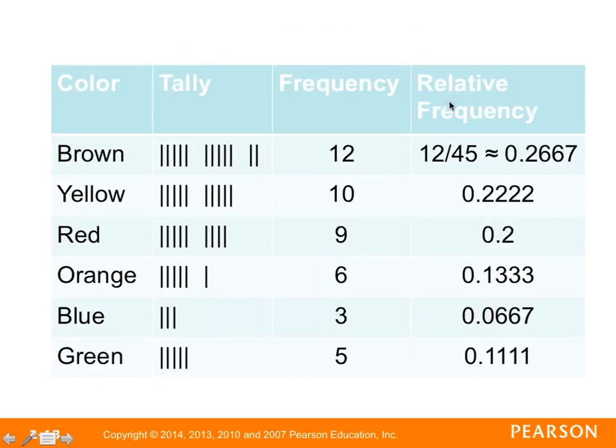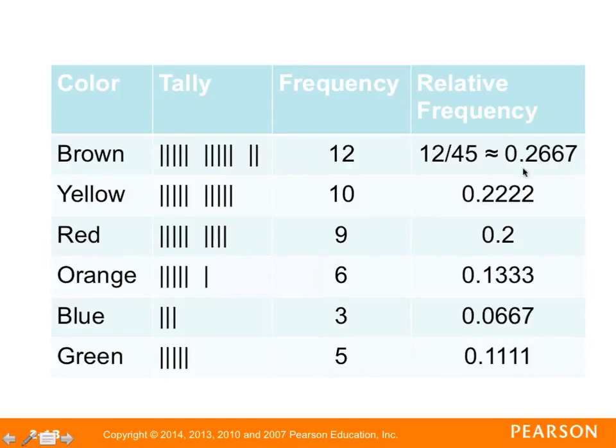So if we want to calculate relative frequency, the first thing we need to do is add all of these up. So if you add 12, 10, 9, 6, 3, and 5, we get 45. So that means that our bag of M&Ms had 45 M&Ms in them. So in order to get the relative frequency, all we have to do is take our 12 brown M&Ms and divide by the total number of M&Ms. So we get 12 divided by 45, you get 0.2667.